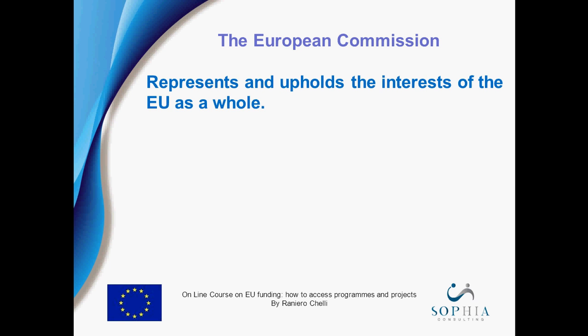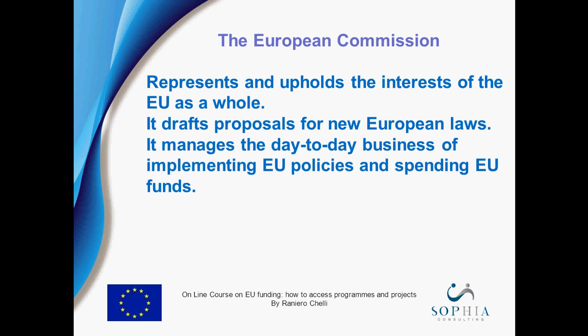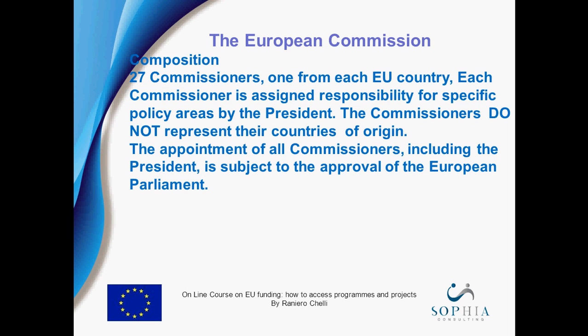Now, the European Commission. It represents the interests of the Union as a whole. It has the role of drafting proposals for new European laws which will be adopted and approved by the Council and the Parliament, but the proposal starts from the European Commission. But more importantly, it manages the day-to-day business of implementing EU policies and spending EU funds. That's where things really happen. The composition is 27 commissioners, one per country. Each one has a responsibility for a specific policy area or portfolio. The commissioners do not represent their countries of origin, they represent the Commission.